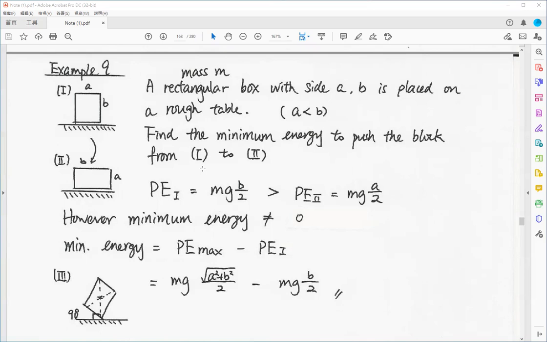Now, although you may think that at this position the object has larger energy than position 2, it still requires energy to push from position 1 to 2. For an object that is not a point, we need to consider the center of mass of the object. So the center of the object at this point is this one, and at this point is this one. When you calculate the mgh, the h is the height of the center of mass, or the change in height of the center of mass.